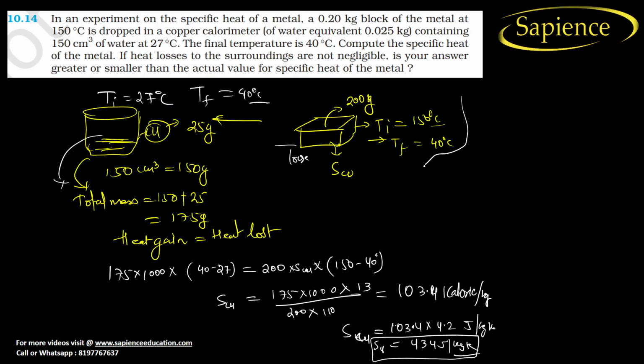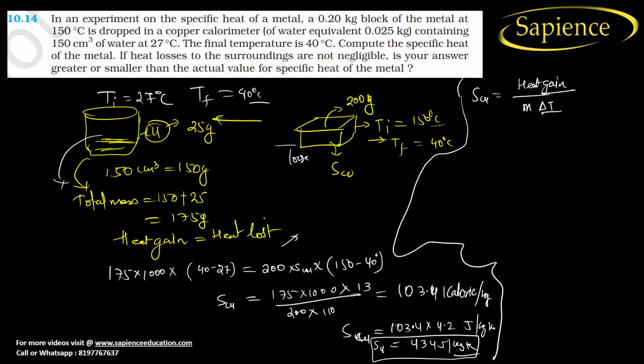Now the second question they are asking is that if the heat loss to the surroundings is not negligible, then what will be the answer? See here again, the specific heat of the copper block is equal to heat gain divided by mass into delta T. Okay.